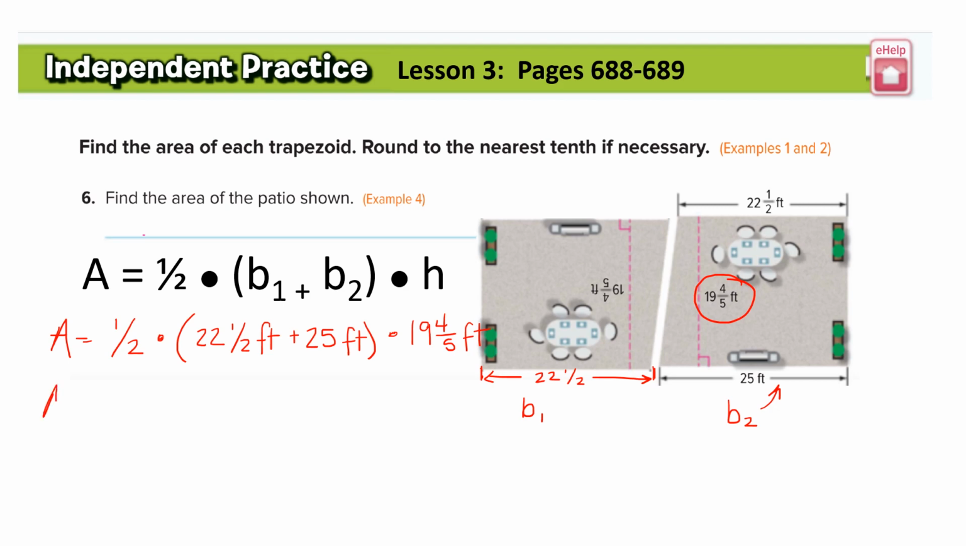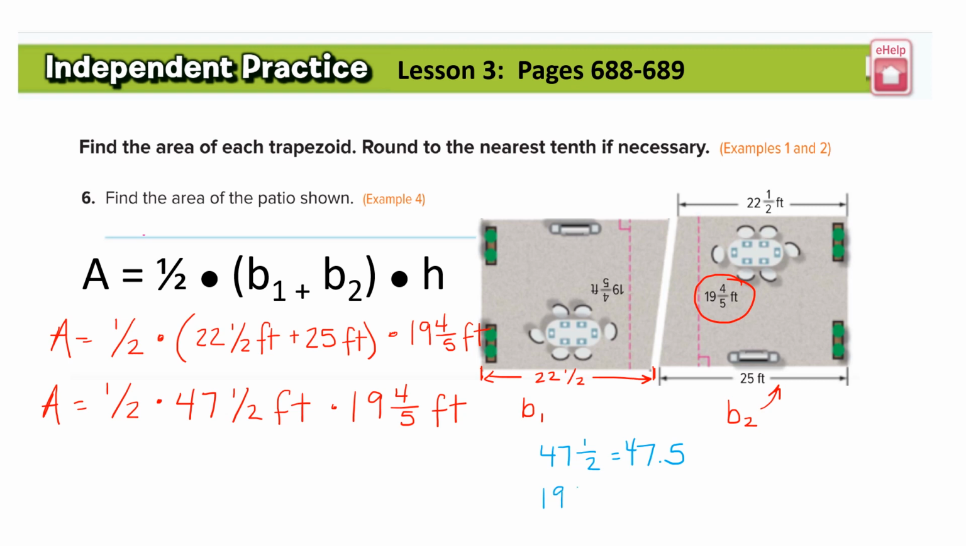All right, so now I have the area equals 1/2 times 47.5 feet times 19.4 feet. All right, now I just have to tell you, because I'm looking at these fractions and I change my color real quick here. 47 and a half actually equals 47.5. And 19 and 4 fifths equals 19 point. Okay, this is 4 fifths equals 4 divided by 5. So that's 8 tenths. So it's 19 and 8 tenths.